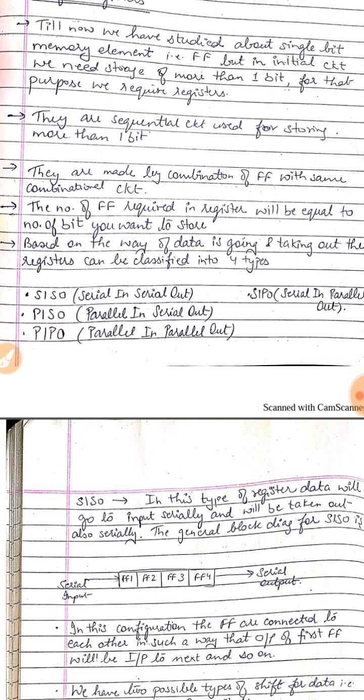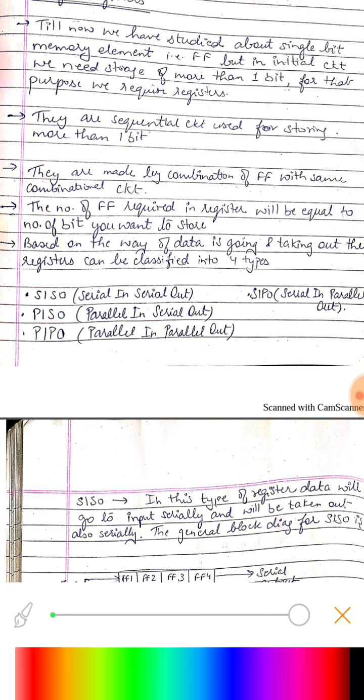So basically there are four types of shift registers, as we can see over there: serial in, serial out; parallel in, parallel out; parallel in, serial out; and serial in, parallel out. These are classifications based on the way of entering the data into a shift register, and how we can extract the outputs.